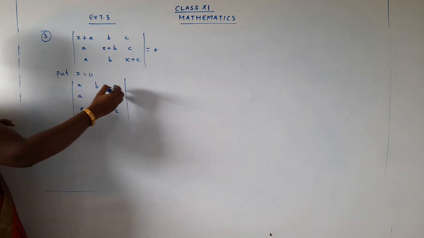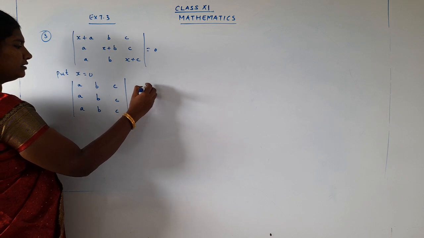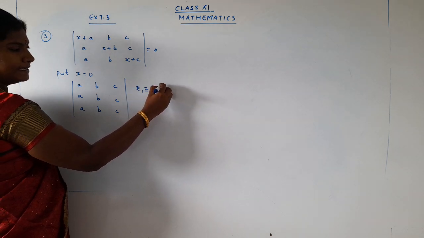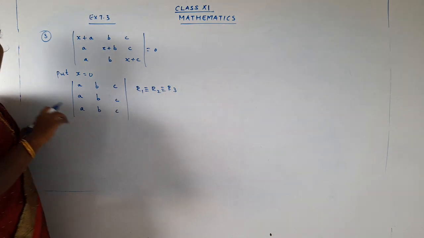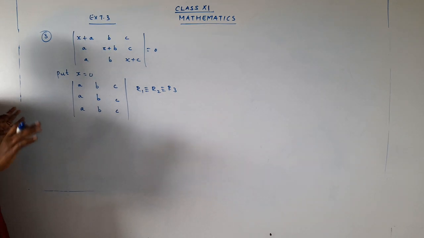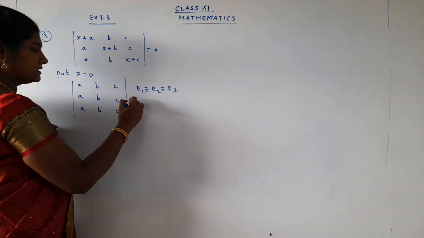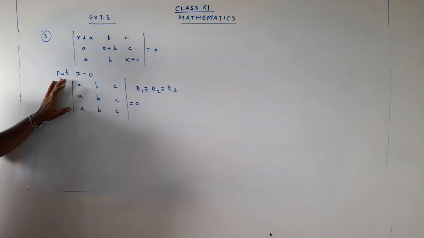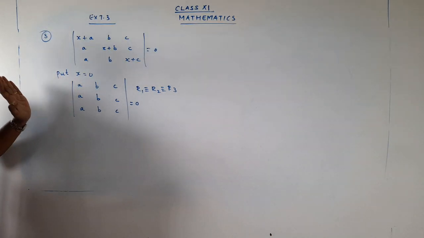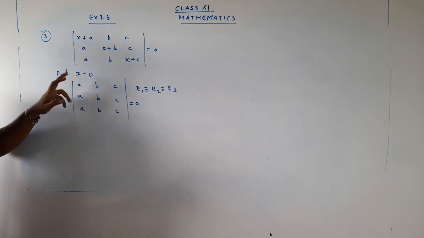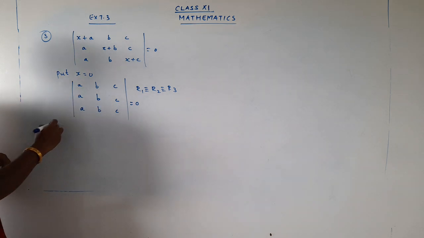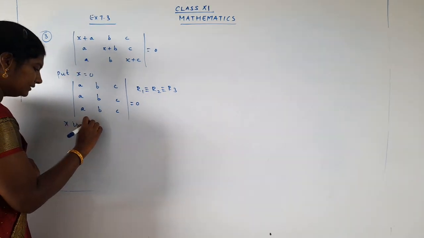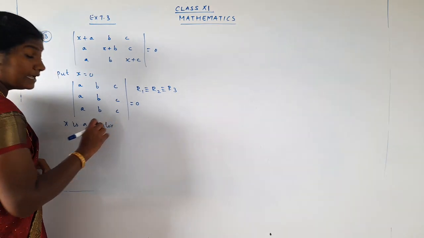Here R1 is identical to R2, which is identical to R3. So all three rows are the same. If all three rows are the same, I can say that the answer is equal to 0. So the answer for the determinant is 0, and I started with x is equal to 0. Yes, so I can say x is a factor.